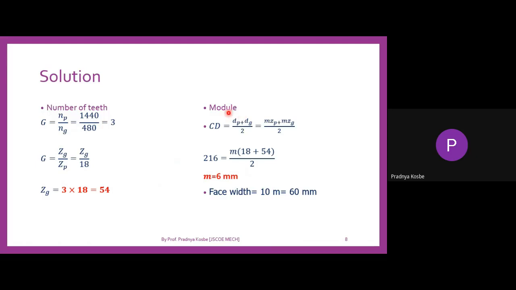Now, how to calculate module? Center distance is equal to dp plus dg divided by 2. And what is the formula for dp? It is m into Zp. And for dg, m into Zg. That is module into number of teeth on that gear. So center distance is equal to mZp plus mZg divided by 2. So put this value in the equation and you will get module equal to 6 mm. And face width is what? 10 times the module. So it is 60 mm.